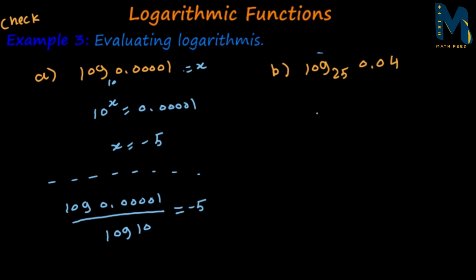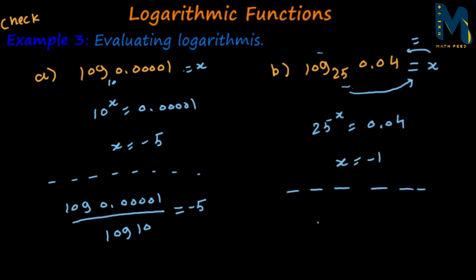And now we have the second one, which is branch B. We assume that this equals x, and 25 to the power x equals 0.04. Let me give you this hint: if you have a decimal on one side, try from negative 1. 25 to the power negative 1 equals 0.04. So x equals negative 1.